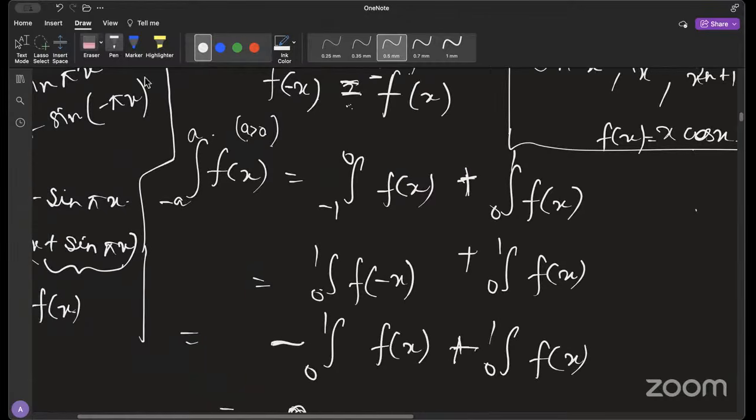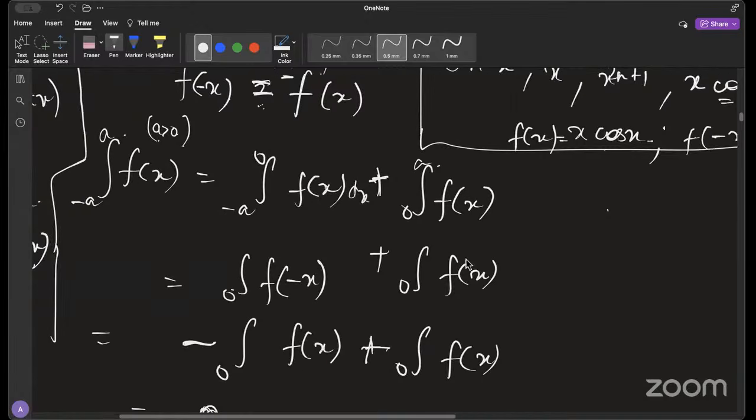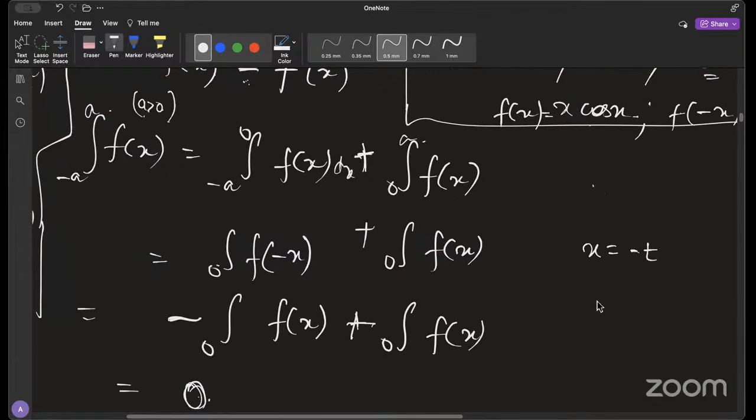So if your a is greater than 0, you can break this integral from -a to a into -a to 0, and then 0 to a. What we've done from this step to this step is, instead of x, I have substituted -t in place of x. So if I do this, I'll have x equals -t, and then my dx will be equal to -dt, right?